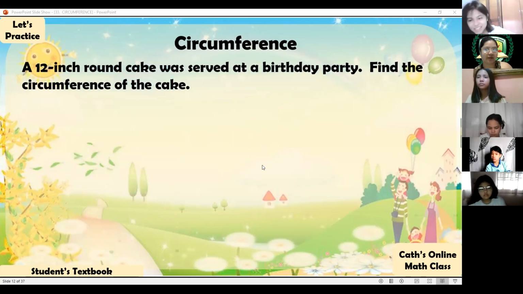Okay, next. A 12-inch round cake was served at the birthday party. Find the circumference of the cake. A 12-inch round cake.